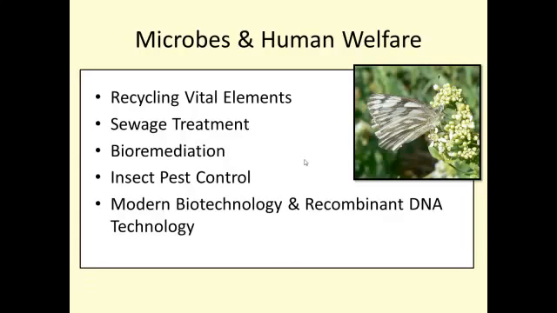Another thing with modern biotechnology and recombinant DNA technology, we can take human genes, put them into bacteria or yeast, and get them to make products that we need. For example, diabetics. Some of them are insulin dependent. Their pancreas no longer makes insulin. They've got to have insulin, otherwise their lifespan is going to be short.